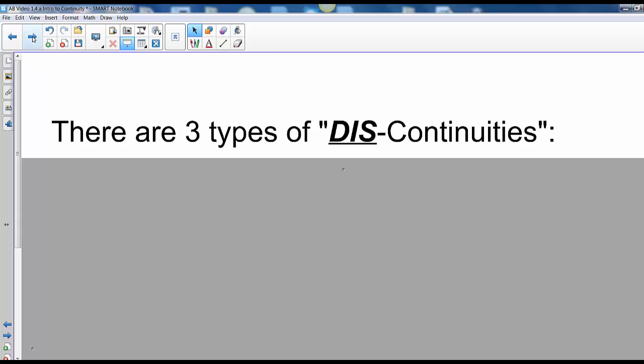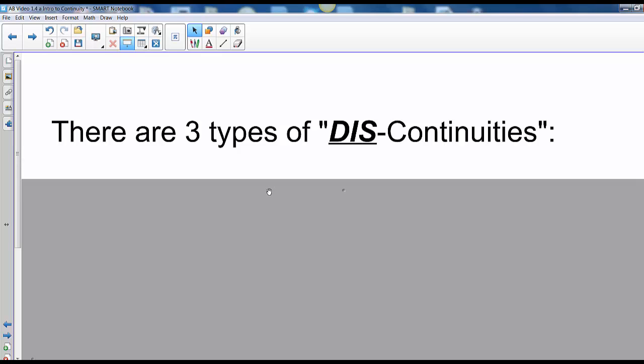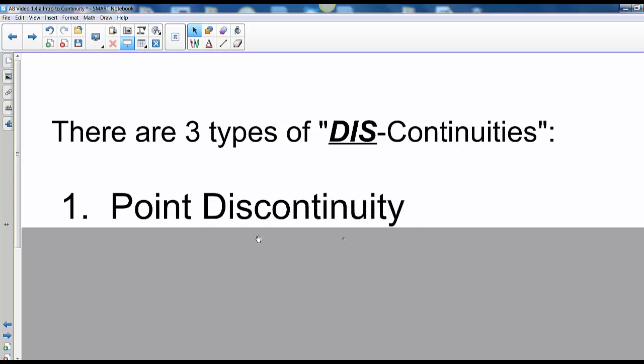All right, I do want to talk about the three types of discontinuity, and basically what we're going to be looking at is anywhere on the graph that you need to lift your pencil off the paper in order to continue drawing the graph. So one of the most common is what you would call a hole, which is a point discontinuity, and we're going to look at examples of all three.